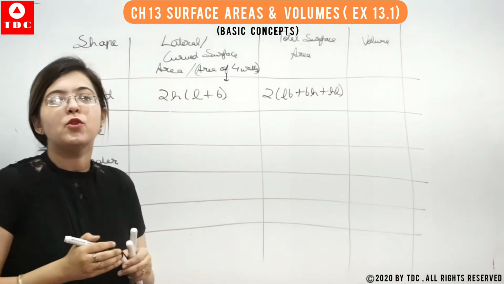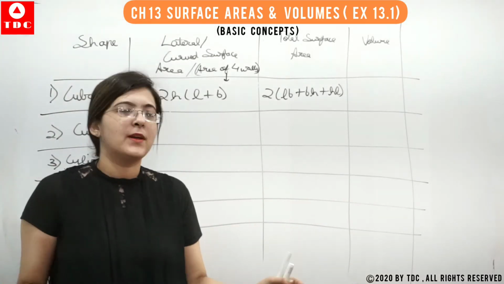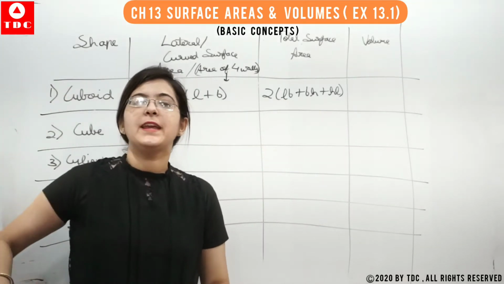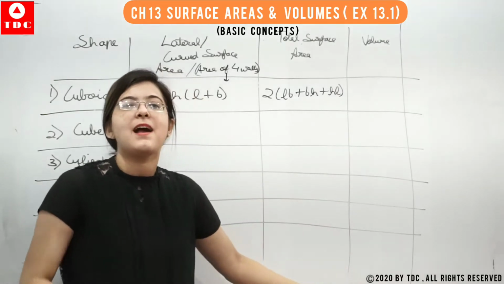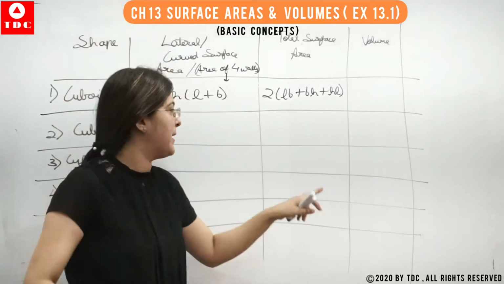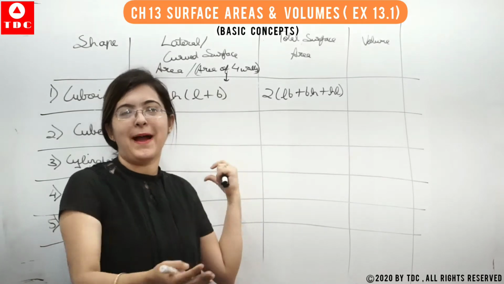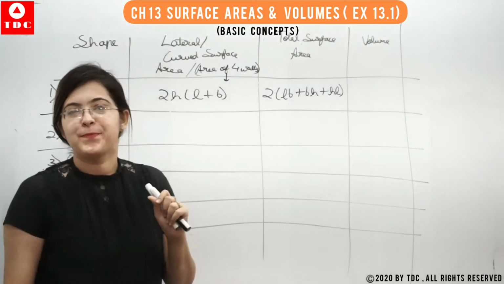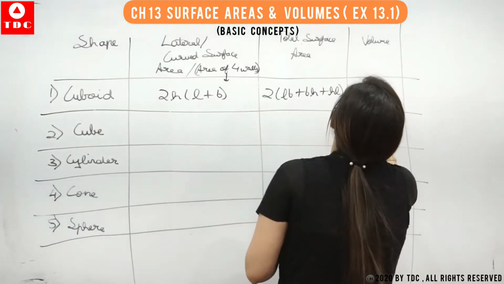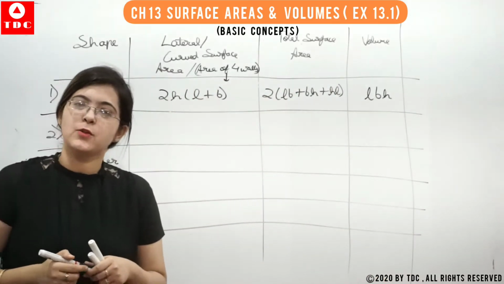Why are we doing so? Because a cuboid has 6 rectangular faces. Rectangular faces have the formula length into breadth. So for each face we will find out the area, and there are total 6. Top and bottom, that means 2. Right side, left side. Then we have front, back. That's why we have written 2. Then what will be the volume here? Volume will be L×B×H, length into breadth into height.